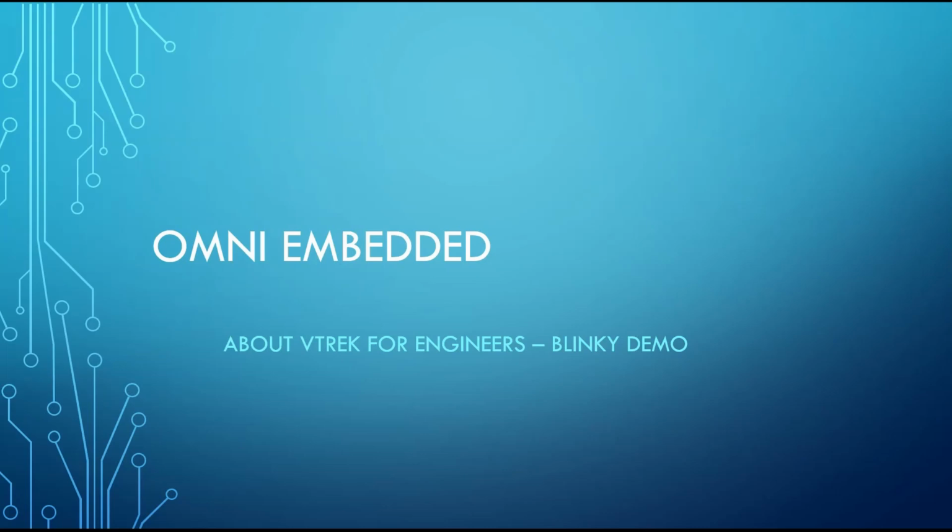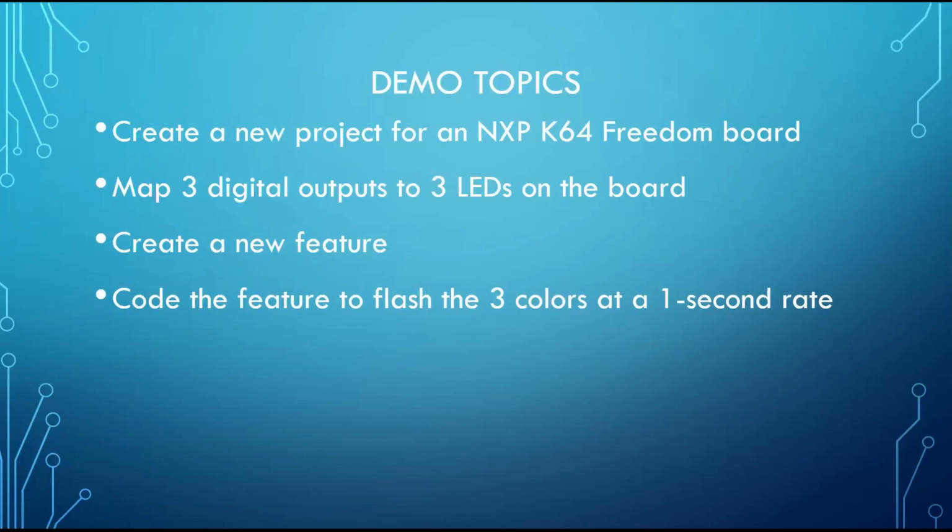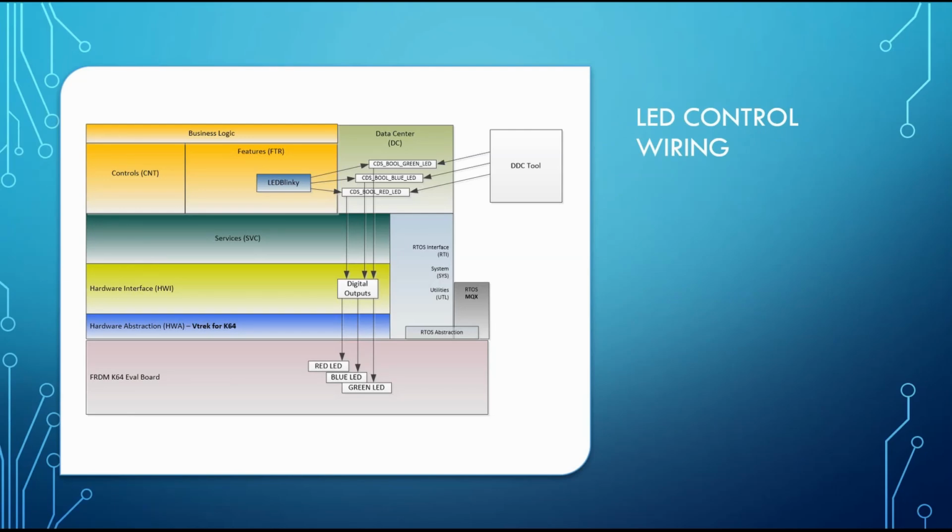Hey, this is Mark with Omni Embedded, and in this demonstration we're going to show you how quickly we can develop features using Vtrek. We're going to create a new project for an NXP K64 Freedom board, map 3 digital outputs to 3 LEDs on the board, create a new feature, and code the feature to flash the 3 colors at a 1-second rate.